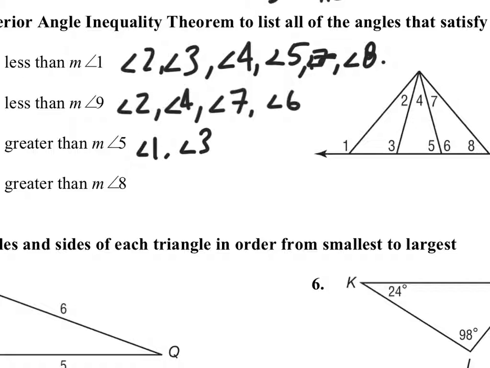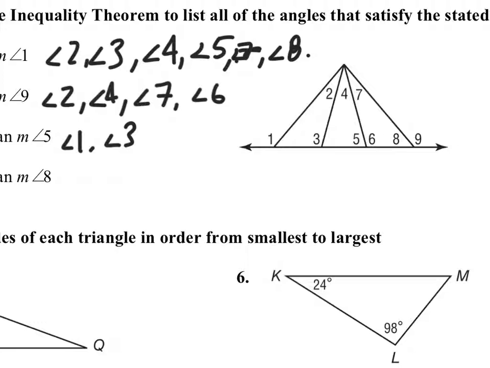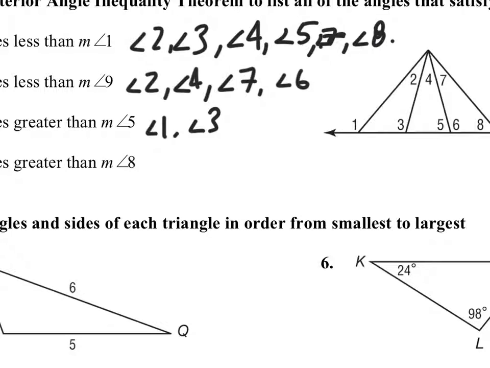Okay, the next one that I've got that I'm guaranteed to get is which is greater than angle 8. Okay, so angle 8 is right here. I know that angle 5, angle 3, and angle 1 are all exterior angles, given that angle 8 is an interior angle. And so let's go ahead and just list those off, angles 1, 3, and 5.